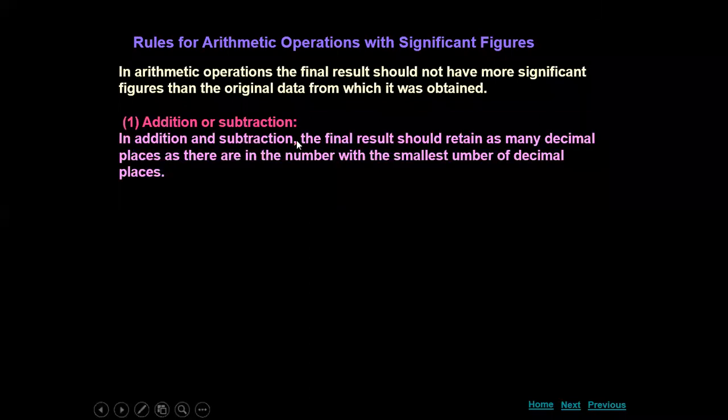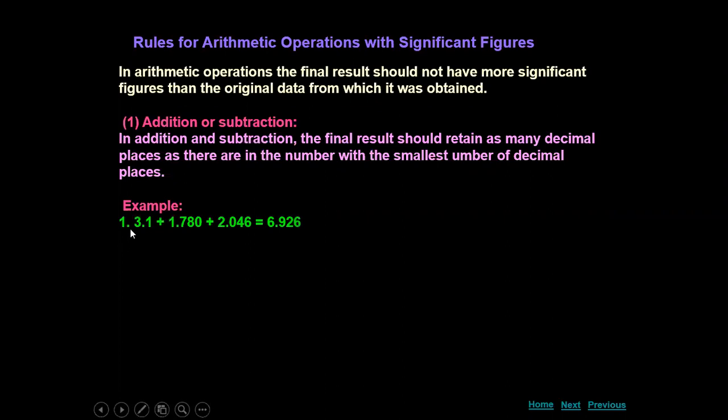So in addition and subtraction, the final result should retain as many decimal places as there are in the number with the smallest number of decimal places. Sorry, there is a typing mistake here. We'll see an example and come to know exactly.